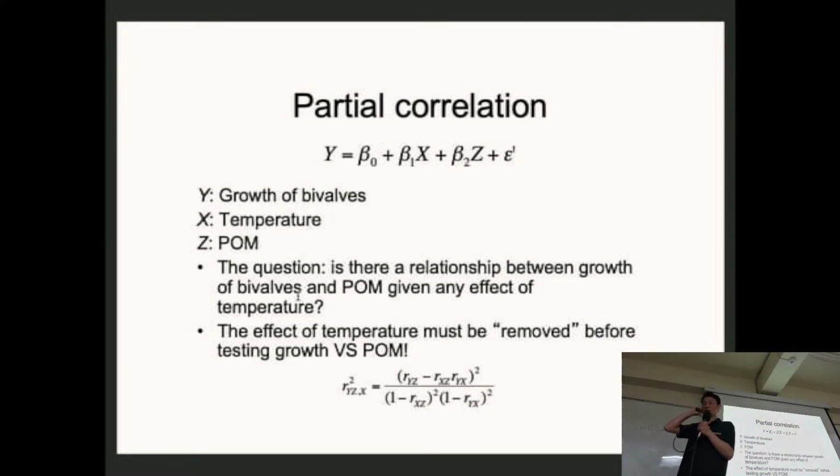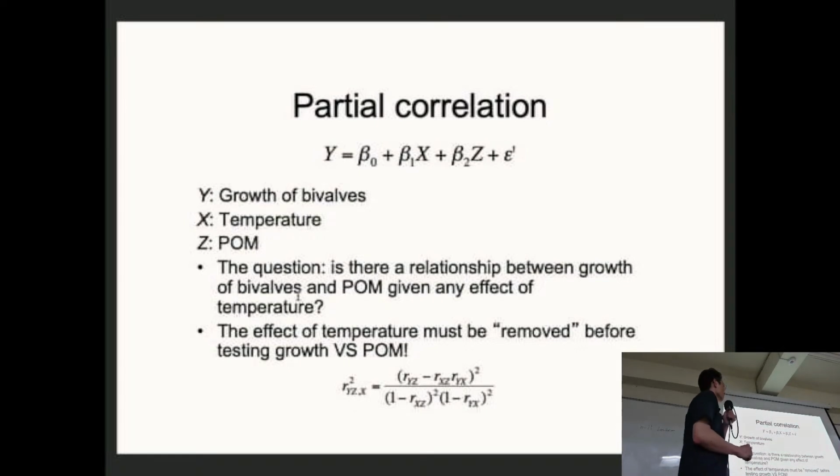And then another more complicated case is called a partial correlation. I have a multivariate question like this. Y is growth of bivalve, X is temperature, and Z is particulate organic matter. Temperature influences growth, because we know higher temperature increases growth rate. Particulate organic matter is food for bivalve. With a higher food concentration, the growth rate is higher.